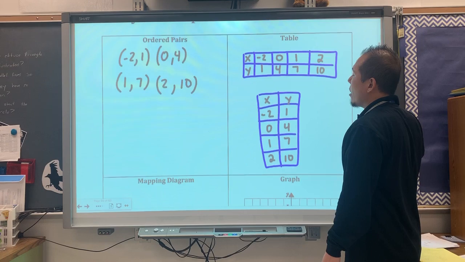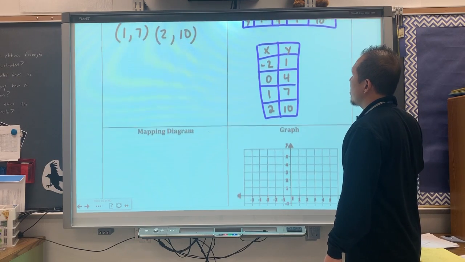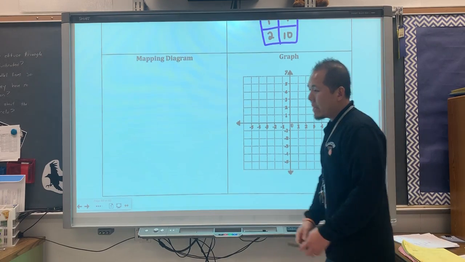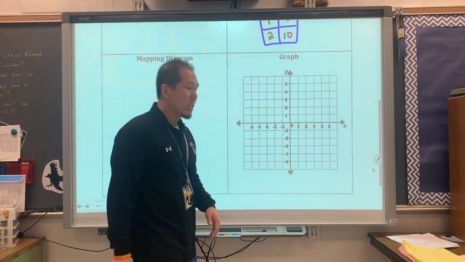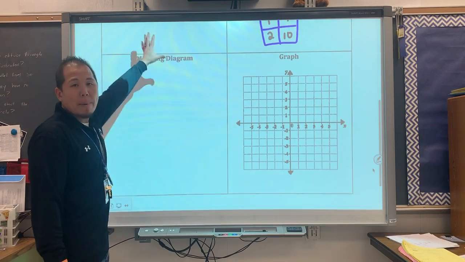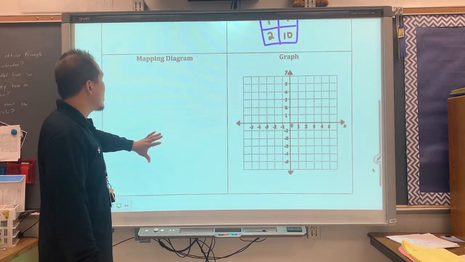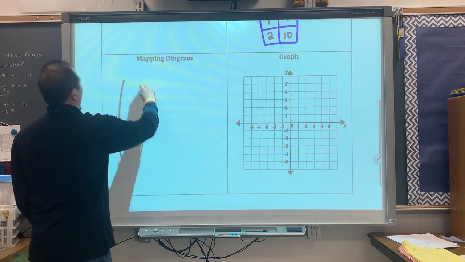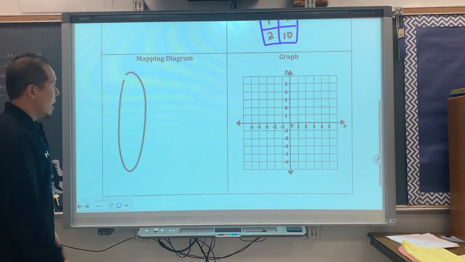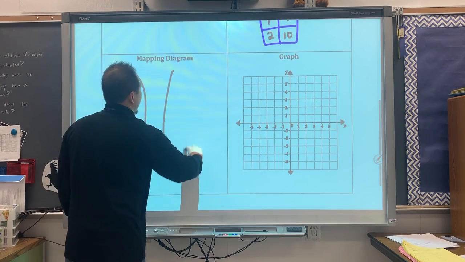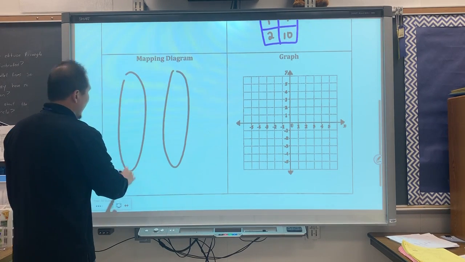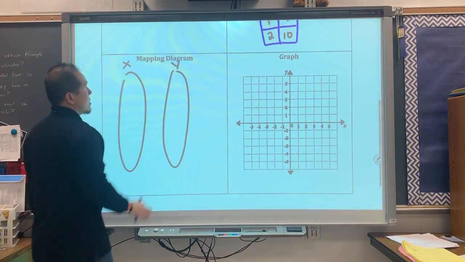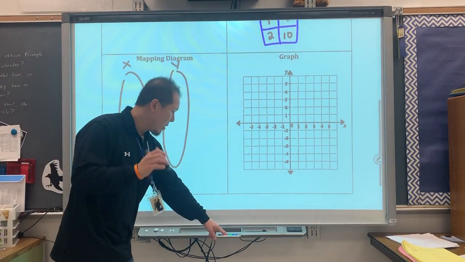All right, we're going to take our same ordered pairs and turn them into a mapping diagram. So this is something you probably haven't seen before. I'm going to have to kind of slide back and forth so we can refer to the other points. So in a mapping diagram, we're going to draw 2 ellipses or ovals. The first one is going to be the x values, and the second one is going to be the y values.